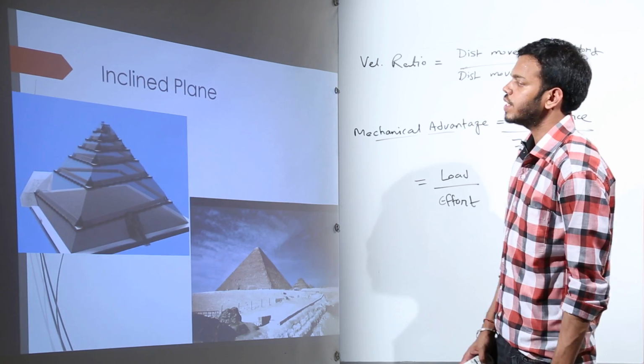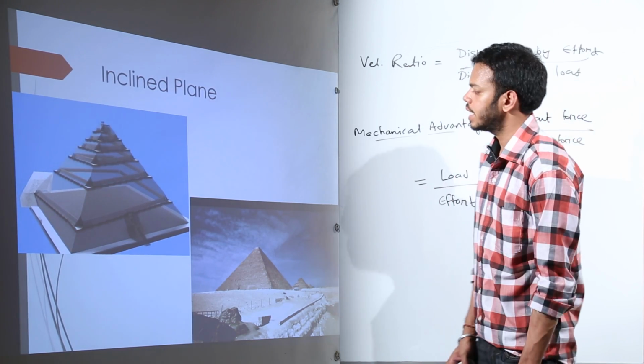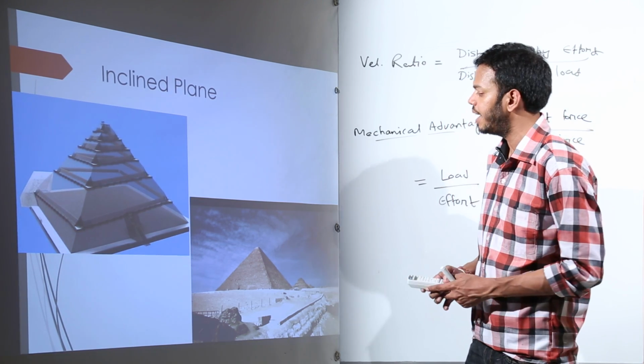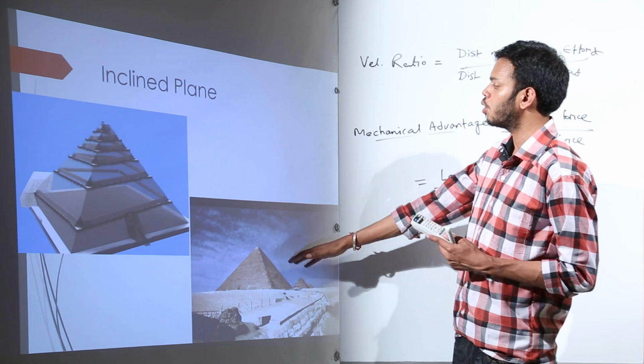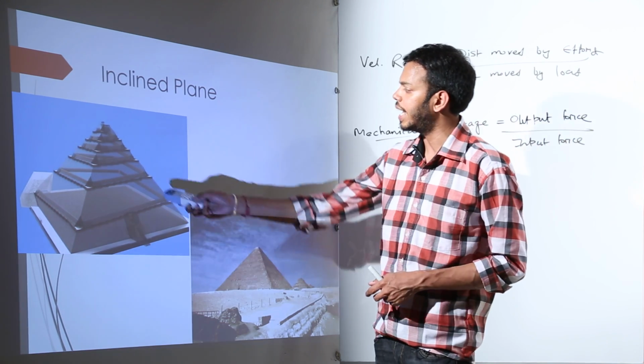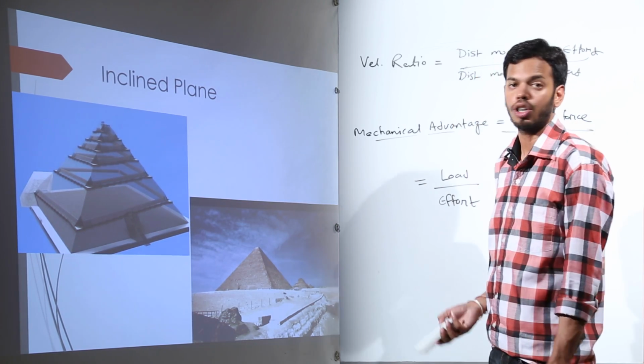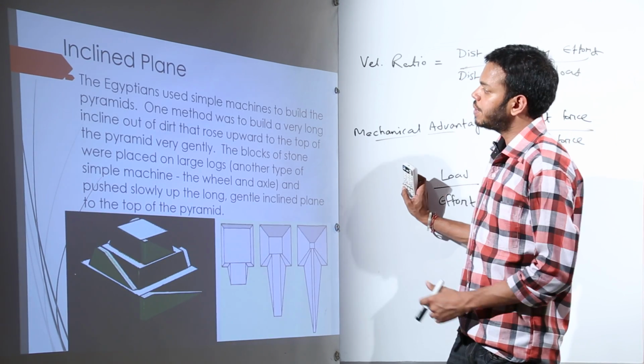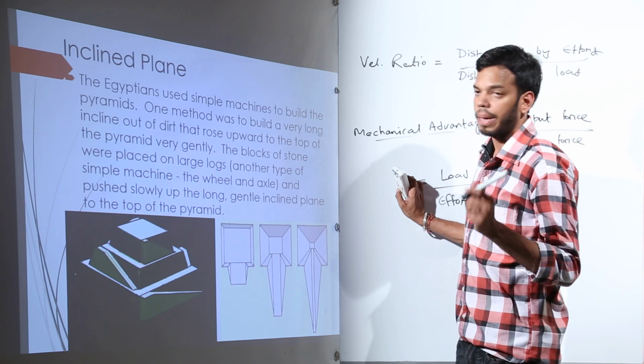Let's start. First of all, we are talking about inclined planes. You can see that Egyptians also used inclined planes for the construction of their very famous shape called pyramids. That is just an outline, and this is a real picture of a pyramid. Now I'll explain it. The Egyptians used simple machines to build the pyramids.